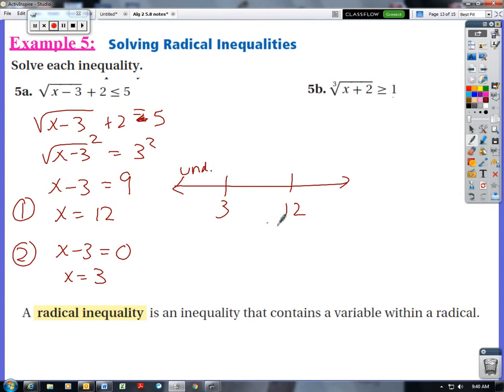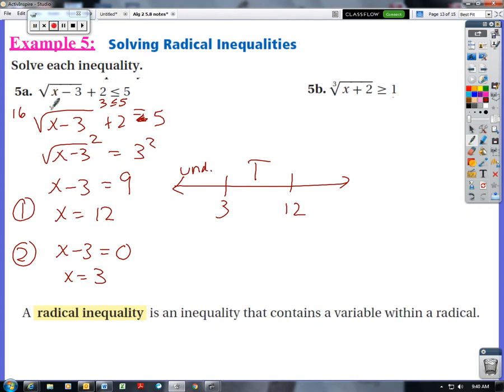Now a number between 3 and 12, I'm going to choose 4. So if I plug in 4, 4 minus 3 is 1. The square root of 1 is 1. 1 plus 2 is 3. 3 is less than or equal to 5. That is true. Then a number bigger than 12, I want to choose wisely. I want to do one that I can take the square root of. I can take the square root of 16, so that would mean that this would have to be 19.